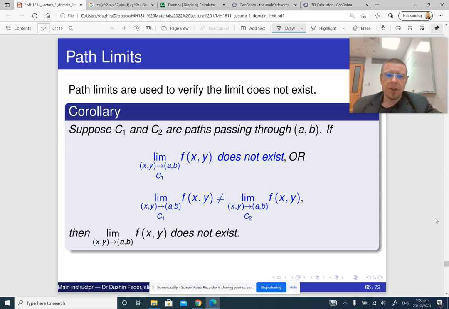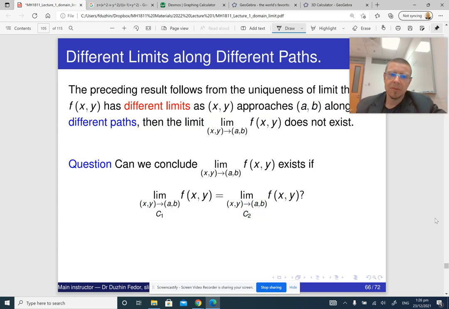So these path limits are used to verify that the limit does not exist. Basically, if any one of the path limits does not exist, or if you found two path limits and they both exist but they're different numbers, then the limit of the function of two variables does not exist.